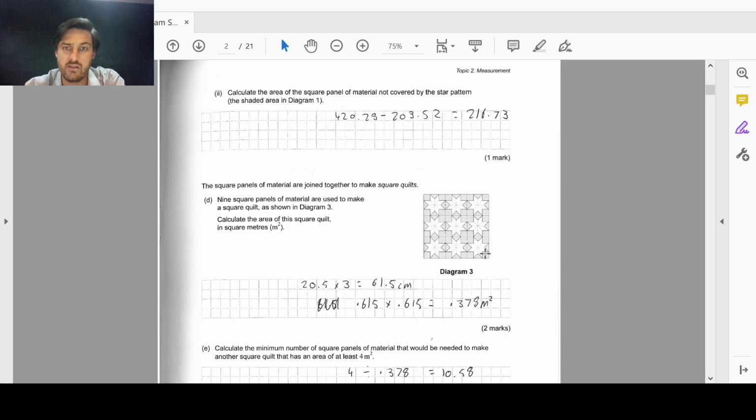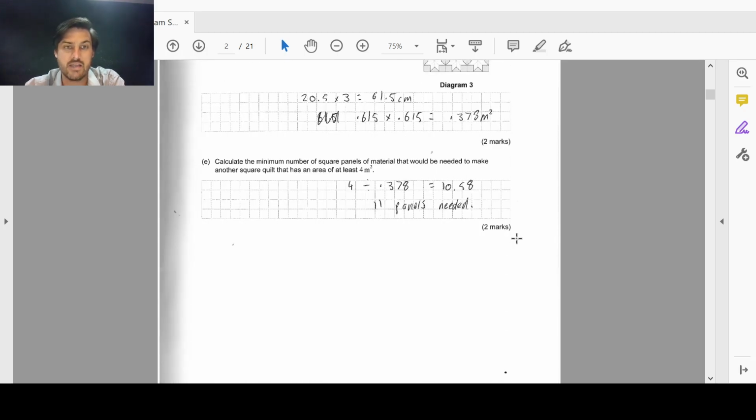That is a completely fine way to do it as well, and you should get the same answer. Calculate the minimum number of square panels of material needed to make another square quilt that has an area of at least 4 meters squared. So 4 divided by the area of that one there would give us 10.58.